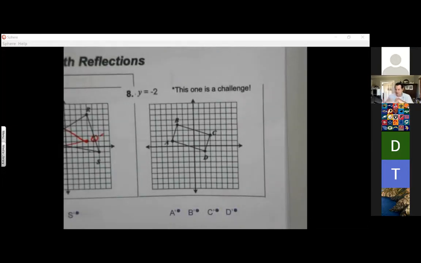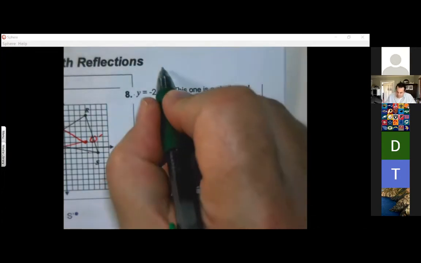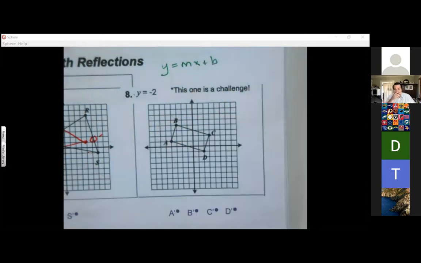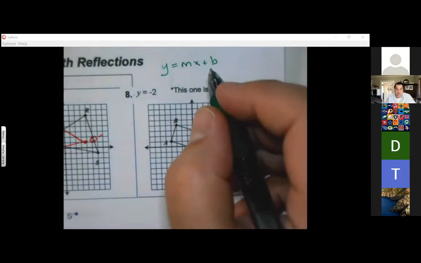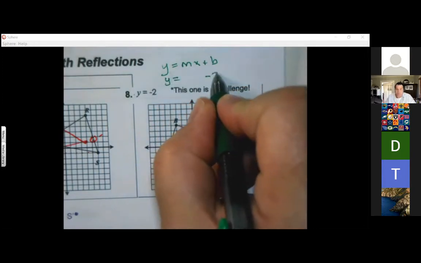Okay, so this one's a challenge. And the reason this one's a challenge is because it's not the x-axis or the y-axis. It's something else. So y equals 2 is a graph. In other words, we've done things like y equals mx plus b. So you might look at something like y equals 2x plus 5 or y equals 3x minus 7. This one is just y equals negative 2.